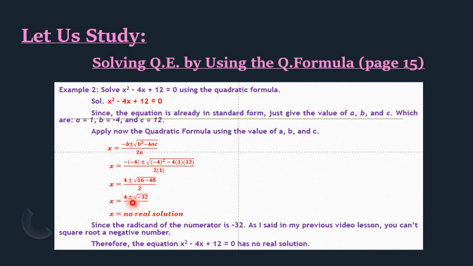O, karon, naay square root niya. Kani sa sulod sa square root is a negative number. Automatic, dili man ka maka-square root of negative, so mawala ang imong answer. So, no real solution. Mao na siya. No real solution for this example number 2.